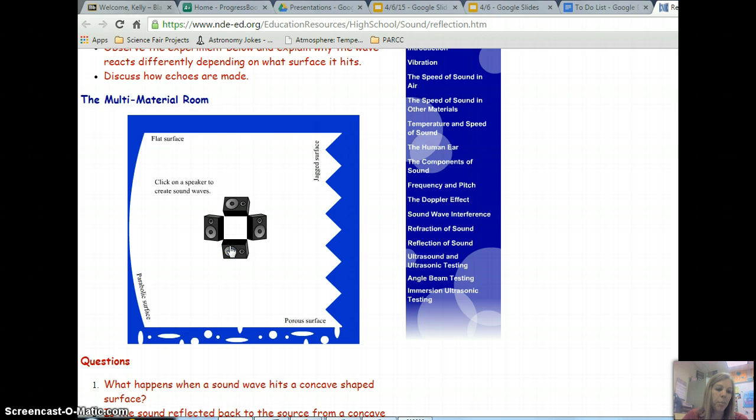Last one, we have a porous surface. So this is not a solid surface. This is a surface that has holes in it, and when you have a sound that moves towards it, it does not echo. So of any of these wall surfaces or ceiling surfaces, the porous surface is going to create the least sound reflection.